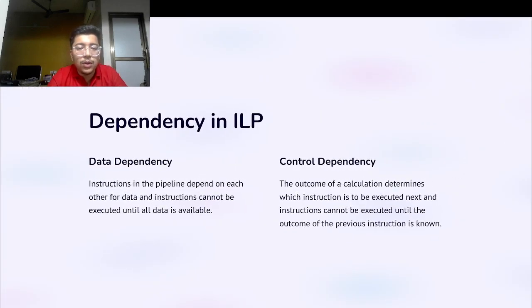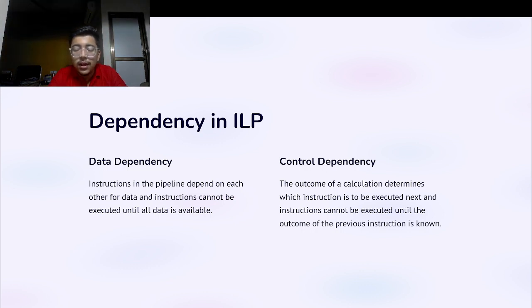There are two types of dependencies in ILP: data dependency and control dependency. We have already discussed data dependency. Let us discuss control dependency. The outcome of a calculation determines which instruction is to be executed next, and instructions cannot be executed until the outcome of the previous instruction is known. That means here there is total control by the previous instruction. In the meantime, if the outcome of the previous instruction is not known, the next instruction cannot be performed.